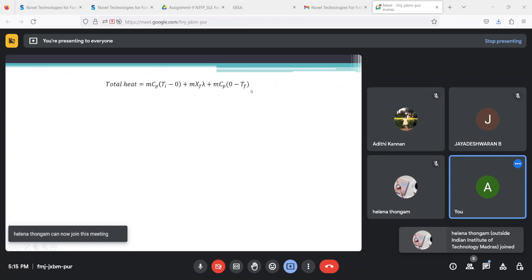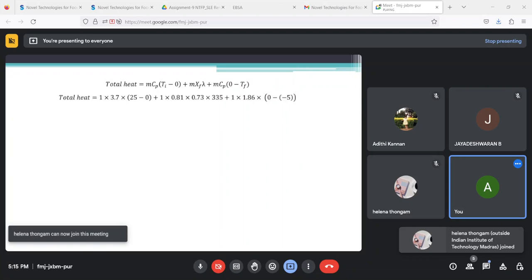Then you have the third process, that is your cooling from the freezing point to minus 5 degrees Celsius, which again can be given as mCp into 0 degrees Celsius minus the final temperature. So hope this formula is clear. So we have everything given in the question, we just have to substitute it.